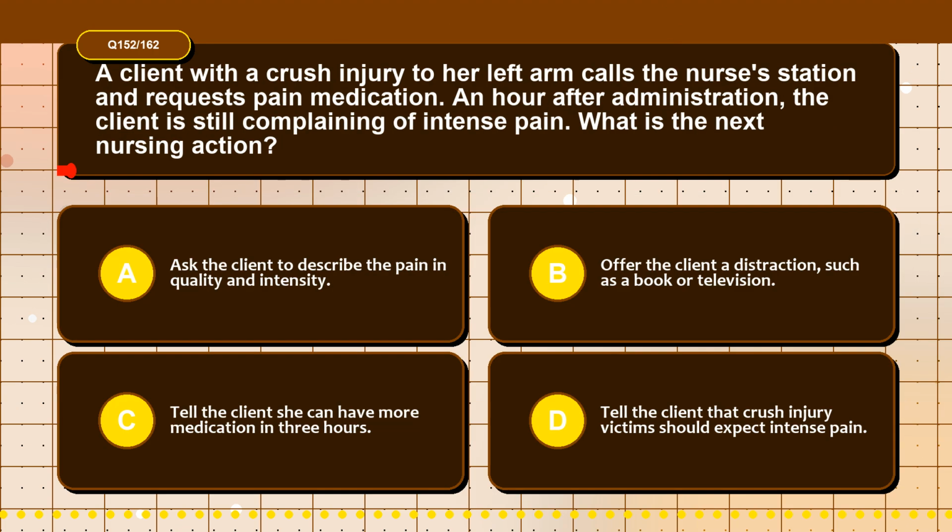Question 152. A client with a crush injury to her left arm calls the nurse's station and requests pain medication. An hour after administration, the client is still complaining of intense pain. What is the next nursing action? Here are the options. Option A. Ask the client to describe the pain in quality and intensity. Option B. Offer the client a distraction, such as a book or television. Option C. Tell the client she can have more medication in 3 hours. Option D. Tell the client that crush injury victims should expect intense pain.